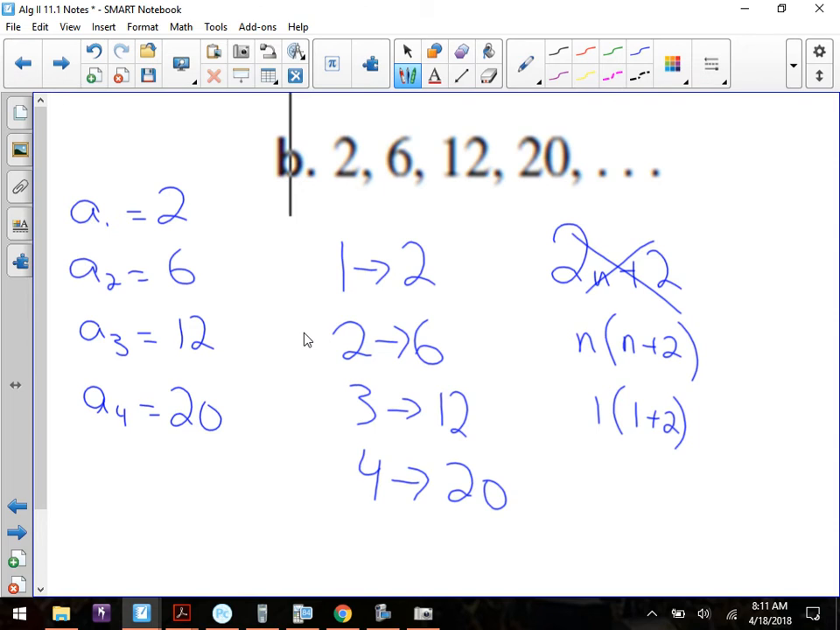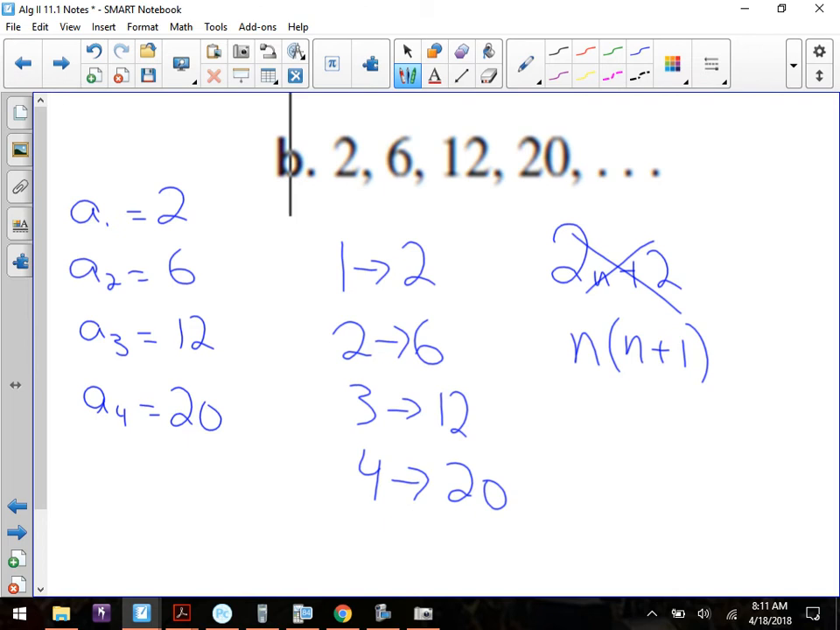Two parentheses n plus 2? So you're saying, what if it was 2 parentheses n plus? Okay, again, if your first term, your n is 1 for your first term, what's 1 plus 2? 3 times 2 is, and that's not my first term. There it is. Sawyer, you were really close.